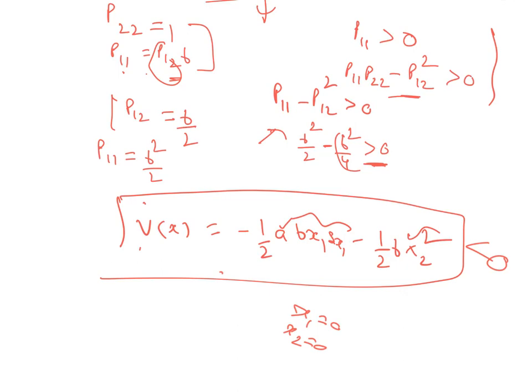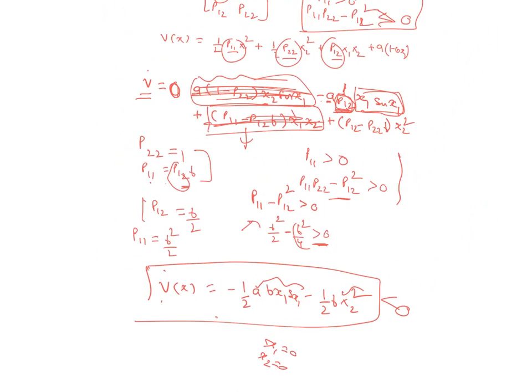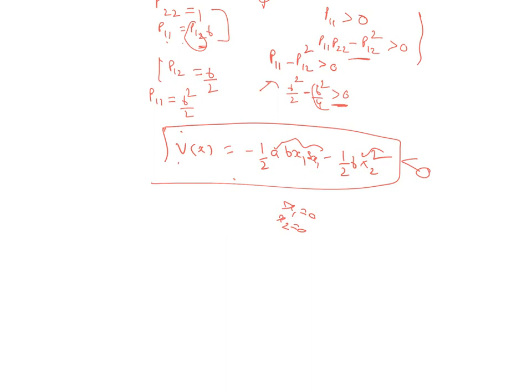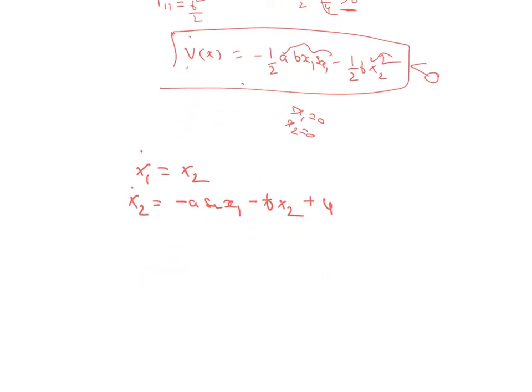So, see, for example, in the same question here, in the first part, x1 dot equals x2, right? And x2 dot was minus a sine of x1 minus b x2, something plus u, right? U is the controller now, let's say. And we choose the same Lyapunov candidate function, the first one in the book, 1 minus cos of x1 plus half x2 squared, right?